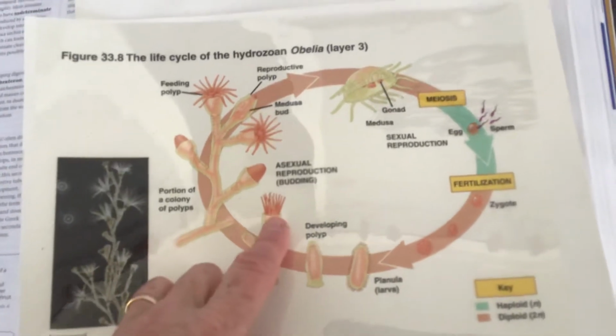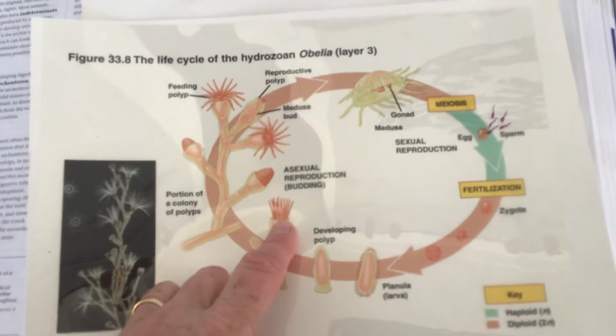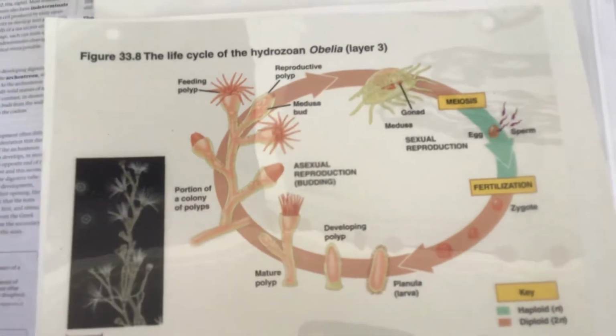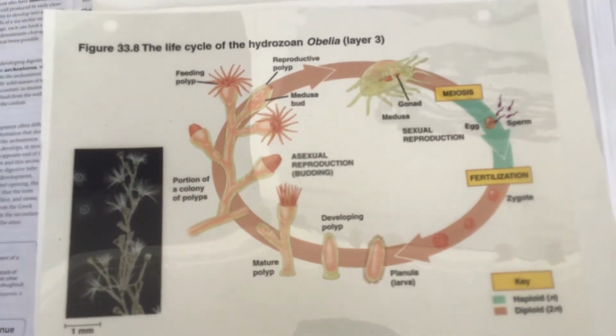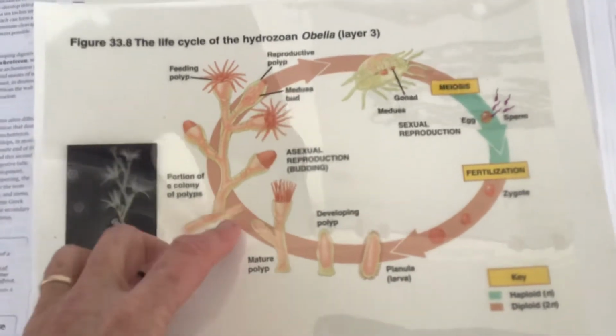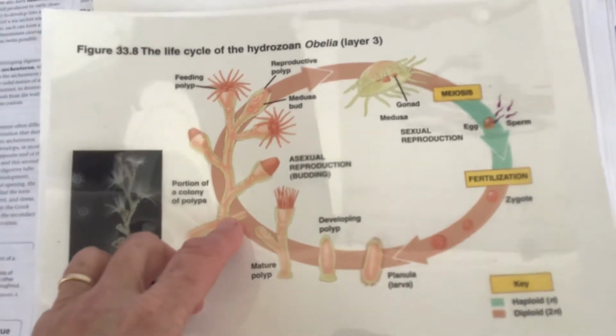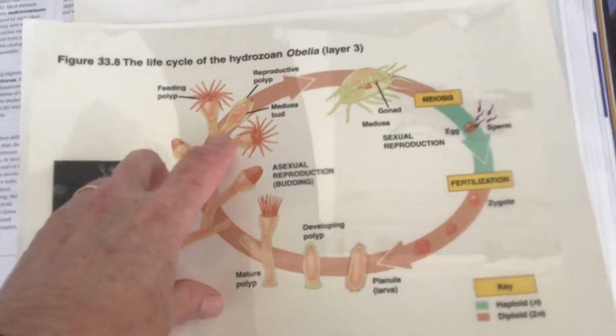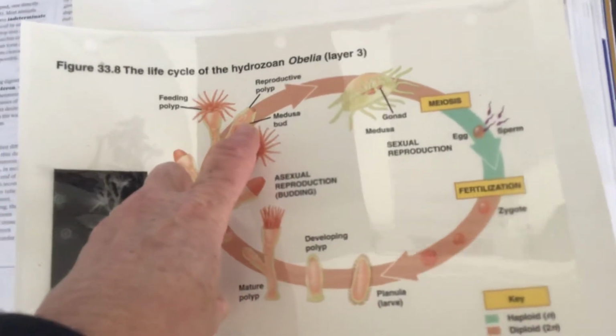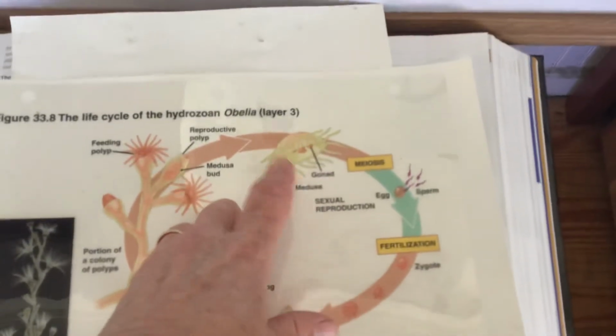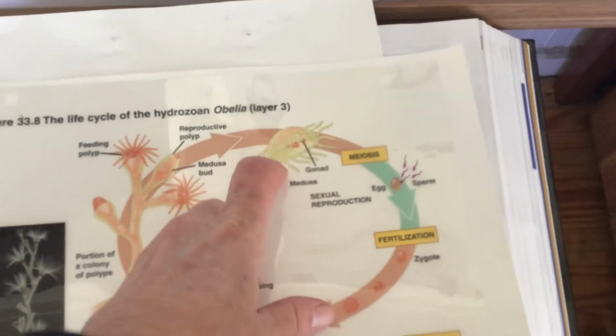These are what they call feeding polyps. They have the tentacles, with the cnidocysts at the ends of them, and they're pulling in food via endocytosis mainly. All right, and then eventually you'll get a reproductive polyp. That reproductive polyp will then break off and become a medusa. So this is the reproductive one.